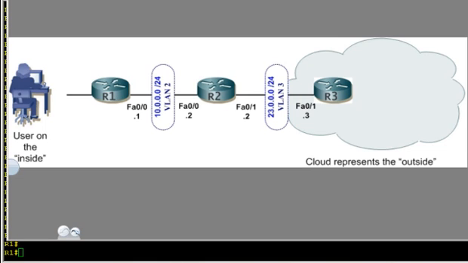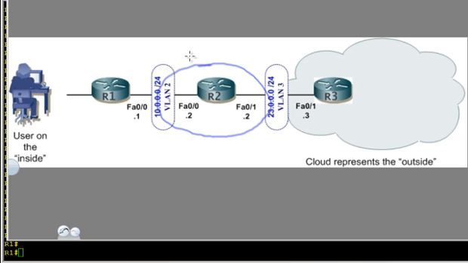I've had several requests for zone-based firewalls, and here we go. In this topology, we've got a user representing the inside network on the left, and we've got the cloud representing the outside network, or the internet, if you will. And we'll make R2 a zone-based firewall.